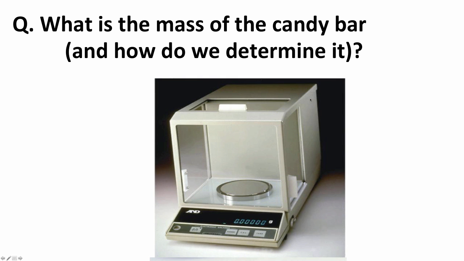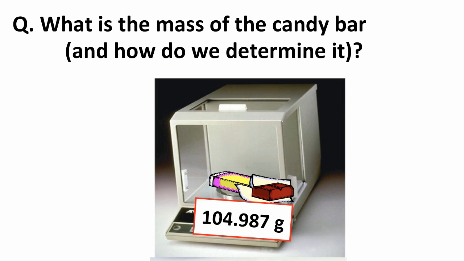Most likely you, however, in lab will be simply using an electronic balance where you zero the balance first, you put the thing you're going to weigh, in this case the candy bar, on the balance pan, and then a reading is simply given to you, in this case 104.987 grams. Important to note, if your balance reads to the thousandth place, so 0.987, you want to record that whole value because all of that has been measured.